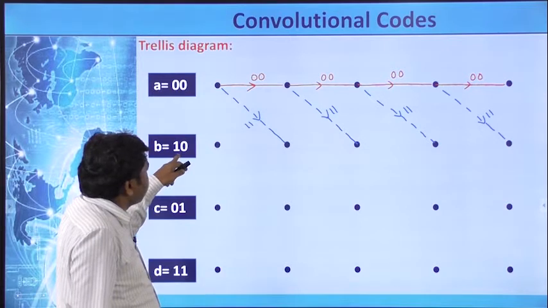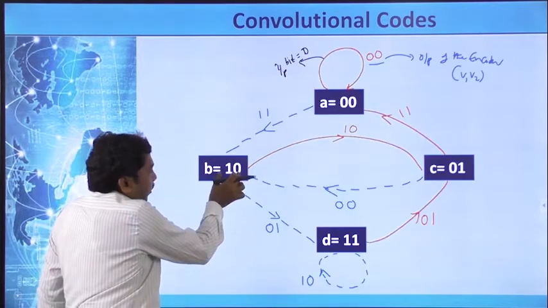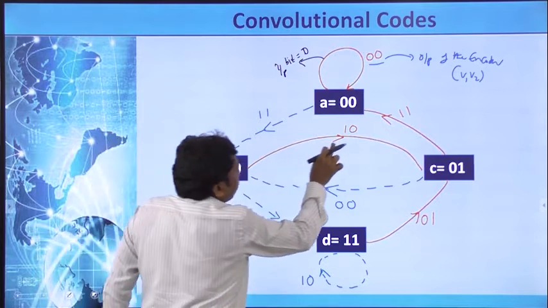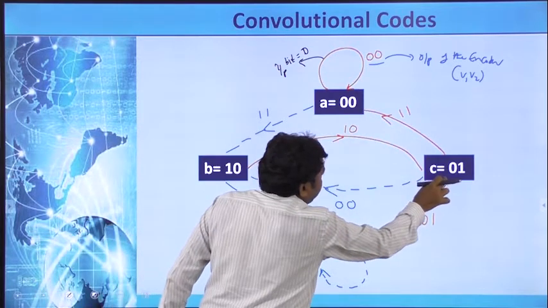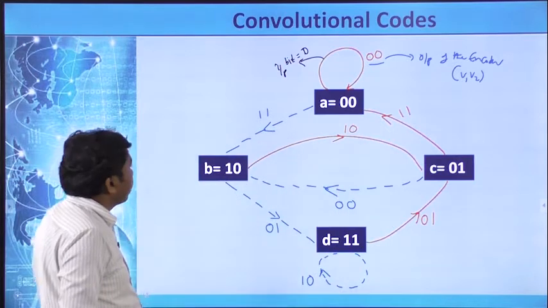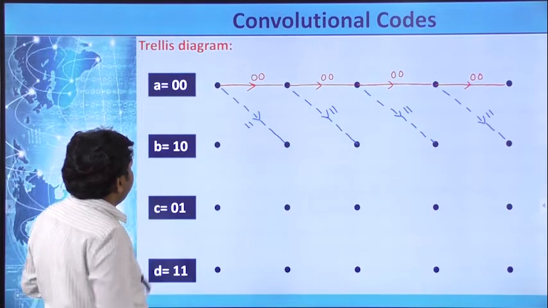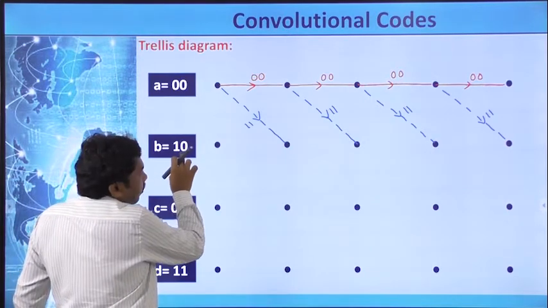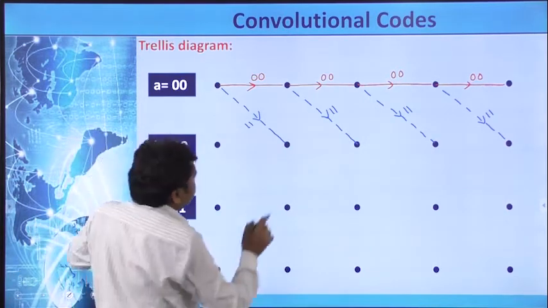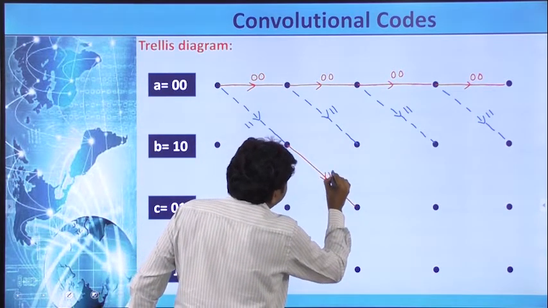Now the present state is 1 0. So look at the state diagram. The present state is 1 0. When the input is 0, it moves into the 0 1 state with the output bits 1 0. Input 0 is represented with the solid line, and the output bits are 1 0.